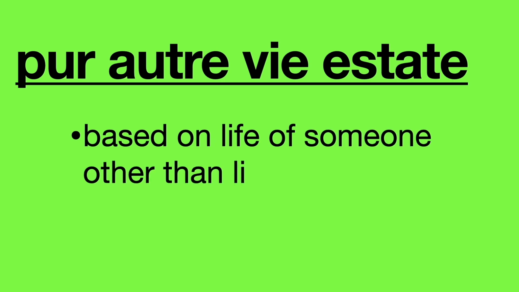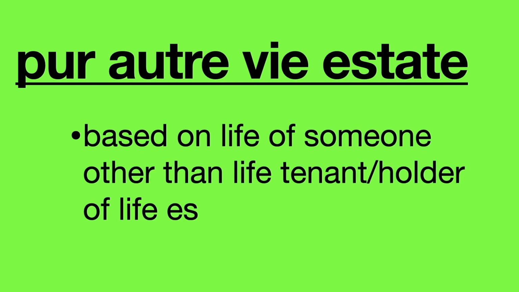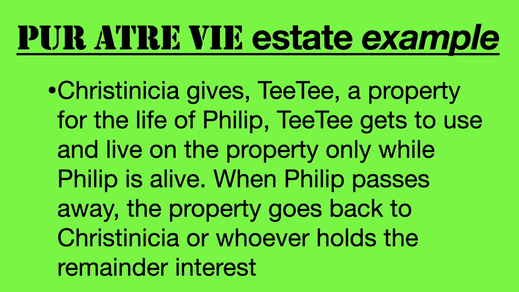Pur autre vie is an estate based on the life of someone other than the life tenant, the holder of the life estate. If Kristanicia gives TT a property for the life of Philip, TT gets to use and live on the property only while Philip is alive. When Philip dies, the property will go back to Kristanicia, or whoever holds the remainder interest.